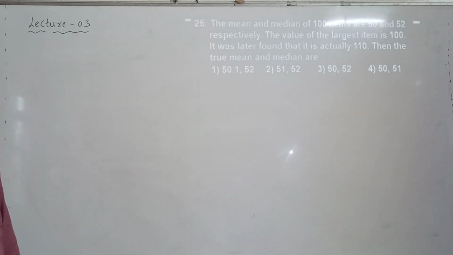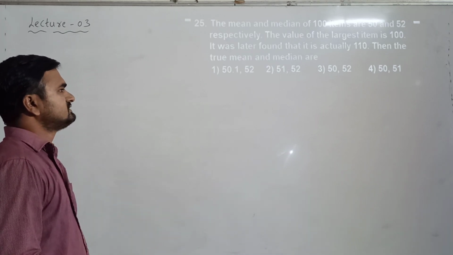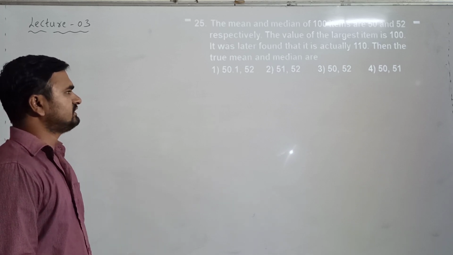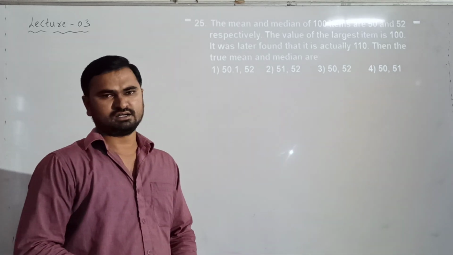The mean and median of 100 items are given as 50 and 52 respectively. Now the value of the largest item is 100. It was later found that it is actually 110. Then the correct mean and median are.